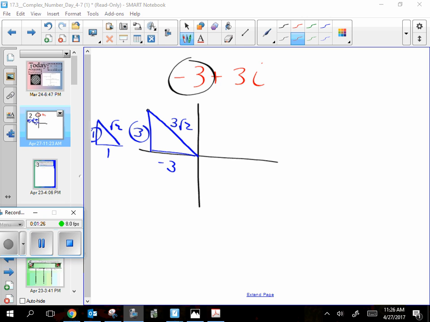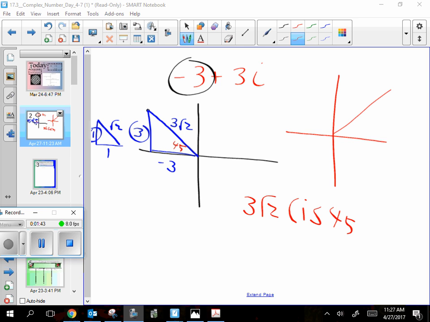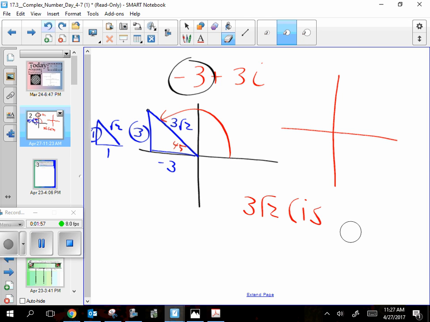Well, this angle right here has to be a 45, but do I say 45? No, I don't. Because if I said that this was r, 3 root 2, cis theta of 45, I would be implying that it was over here. That's a different place, isn't it? So that's not a 45. It's a whole bunch of 45s, and we should really do it in radians. So it's a bunch of pi over 4s. So did you say cis 3 pi over 4? Raise your hand if you did.